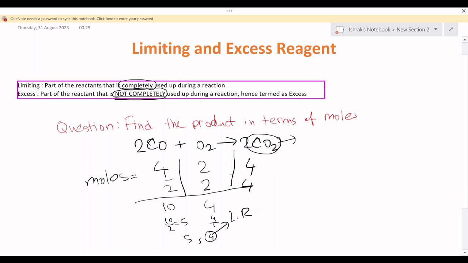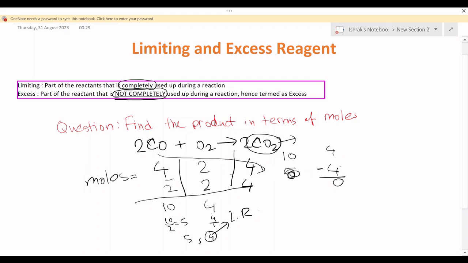Now, when we say it's 100% consumed, this is what we mean, okay? 5, 4, and the amount of moles that was given to us was 10 and 4, right? So what we mean is that this is fully consumed, right? Fully consumed, 4 minus 4. I don't have any more moles left because that is my limiting reagent.